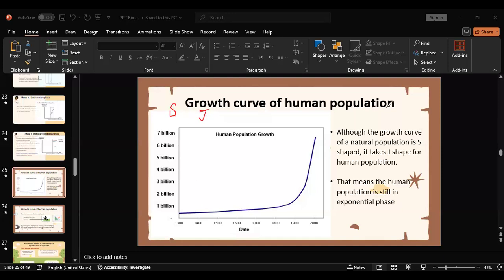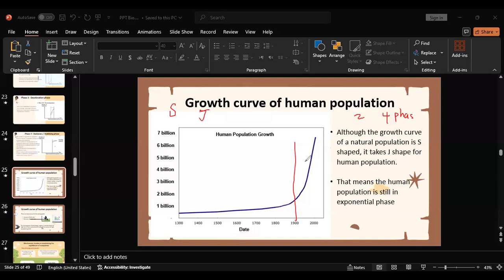Okay. Here you know this is the lag phase. We have already seen four phases, but in the human population growth curve there are only two phases. Why? This is the lag phase, the slow phase. This is the exponential phase. It is not going to drop. It is still in the exponential phase, still growing. This is the human population.